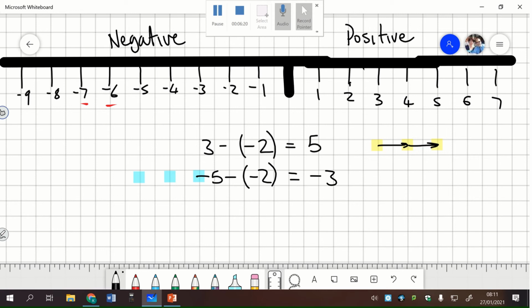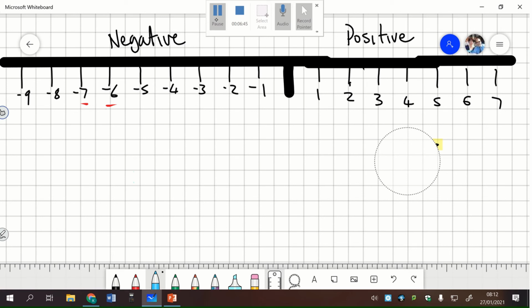So this is why we say two negatives don't make a positive. They do for multiplication and division, but not for addition and subtraction. So that's not one of the things that I want you to learn, for want of a better term. We jumped twice in that direction because we're taking away a negative. Okay, so that's addition and subtraction. Now I just want to do a quick little bit where we don't need the number line. We're just going to do multiplications.